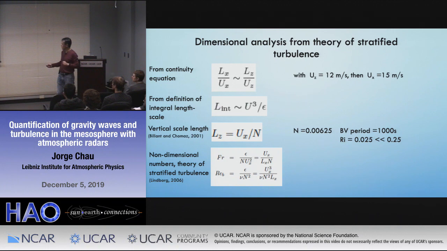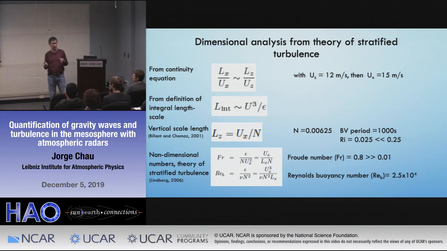the non-dimensional numbers of the theory of stratified turbulence. Remember I mentioned the Froude number that tells us about stratification and the Reynolds buoyancy number that tells us about turbulence. These are based on parameters that we are deriving here: Ux, Lx that we had, N that we just derived. The only parameter that I'm assuming here is viscosity. I'm using 1.15, that is typical in the MLT, used at least in Boulder. When I do that, I get a Froude number of 0.8.